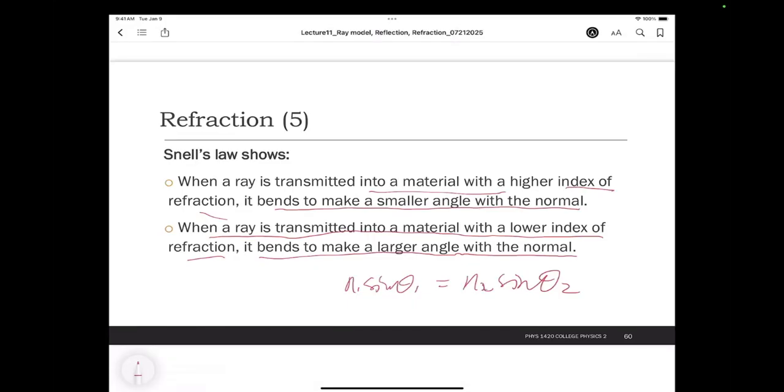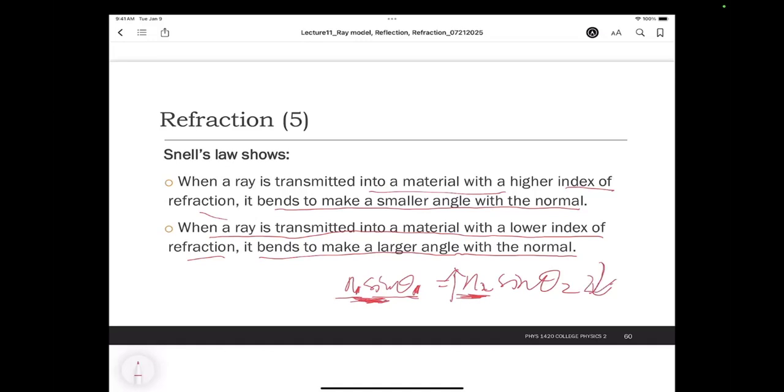Am I right? Which means n1, for example, is air, and sin theta 1 is a fixed value. If it goes into a higher index, this one becomes bigger, which means this one will become smaller, and then it will equal this one. Which means a higher index of refraction will make the angle become smaller. Does that make sense to you?